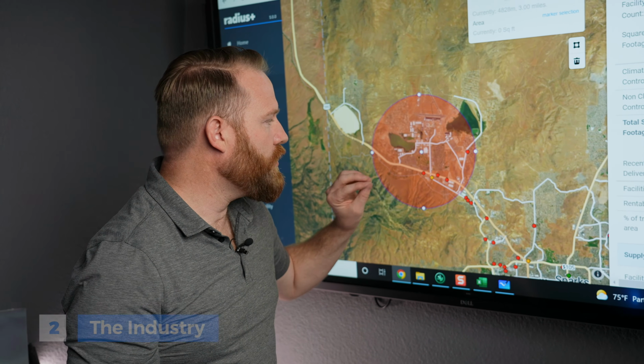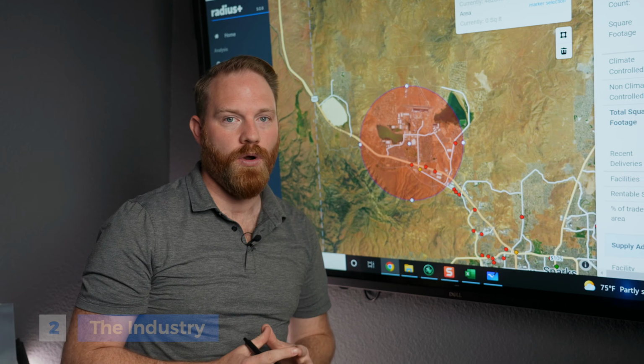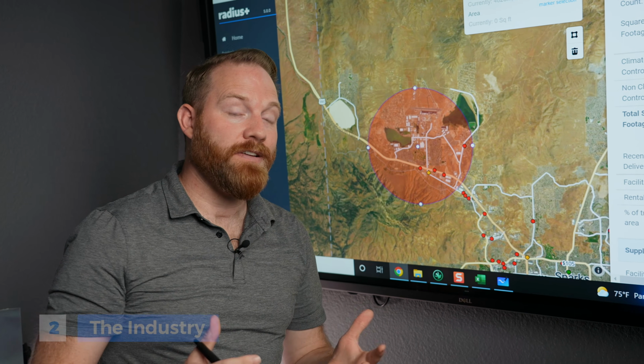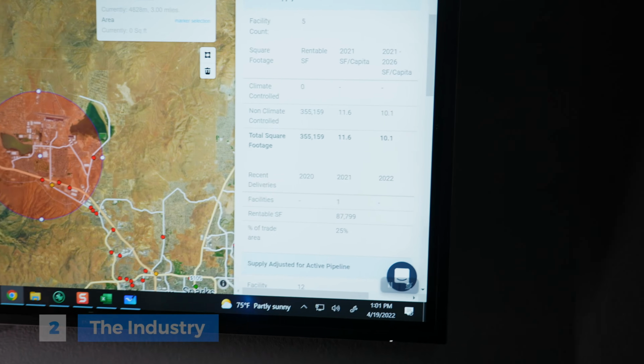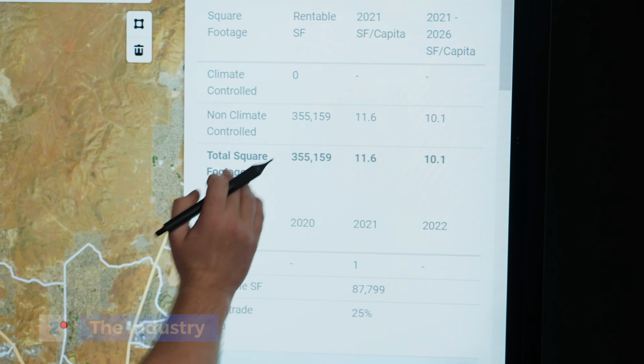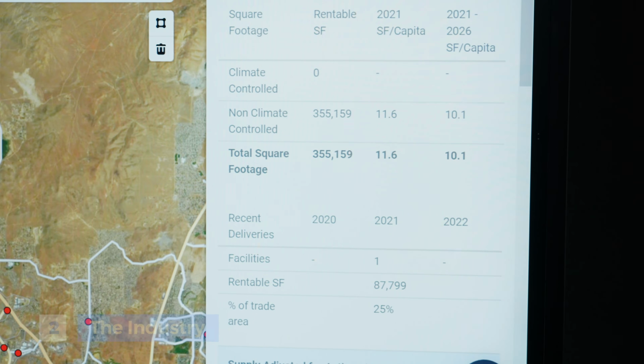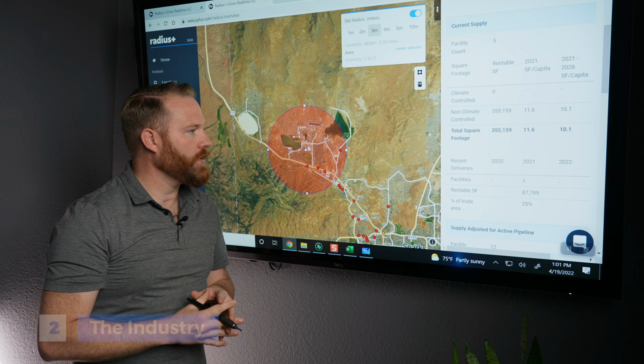Now, one thing that a lot of people forget is that it's not only current assets that you're looking for, because that can paint a very skewed picture. Let me show you. Right now, we look and we have 11 square feet per capita in my 3-mile radius of self-storage facilities.